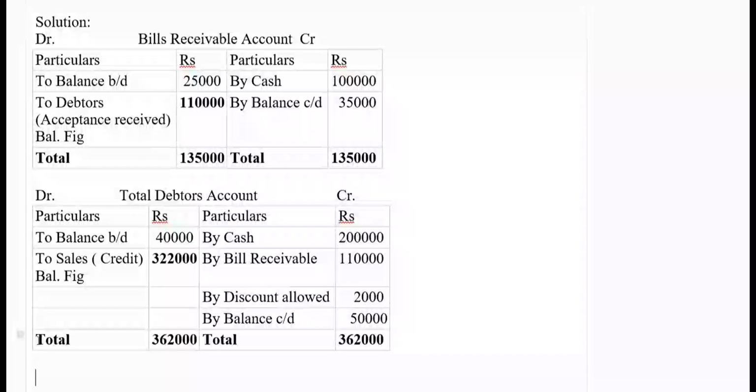Then similarly we need to prepare the bills payable account. Let me insert a table here. Particulars, rupees, particulars, rupees. It will start with the opening credit balance, so by balance brought down. The opening balance here is given as rupees 20,000.